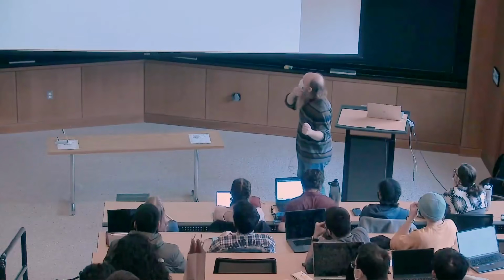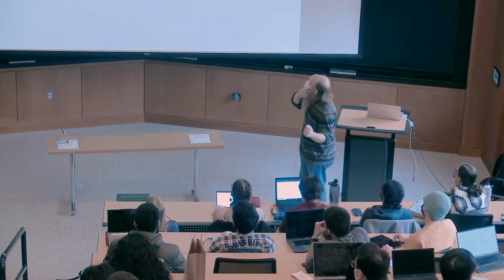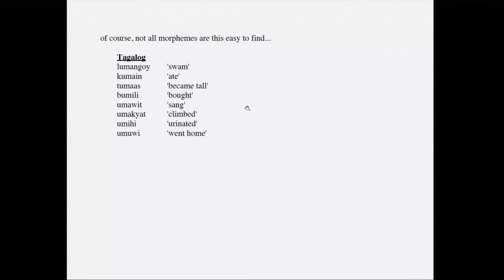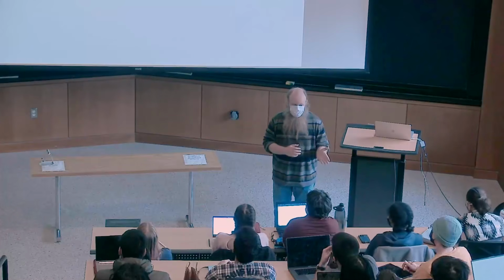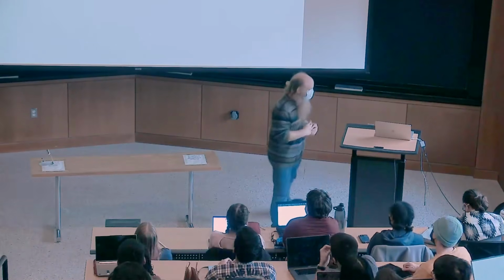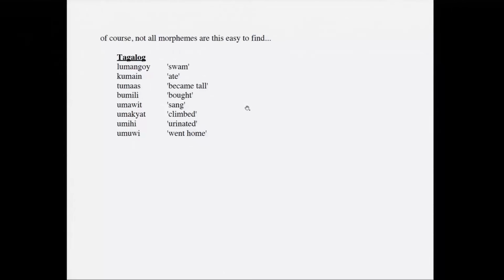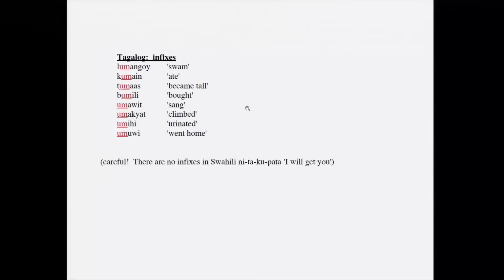Tagalog is kind of famous for having what are called infixes. So it has these morphemes that sometimes go in the middle of words. Here we've got a bunch of Tagalog words. They're all in the past tense. They all contain a past tense morpheme. What's the past tense morpheme? Yes, that's right. So you see it. I think I highlighted it on the next slide. I hope I was smart enough to do that. Yes, there we go. So Tagalog has infixes.